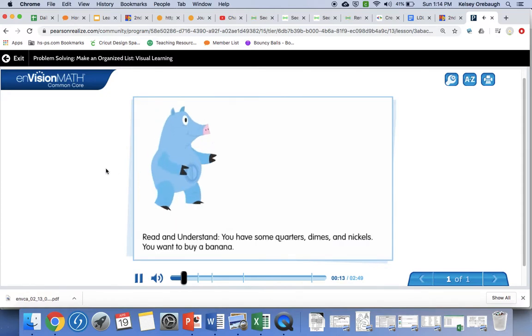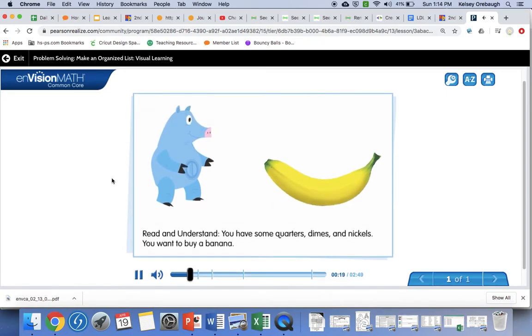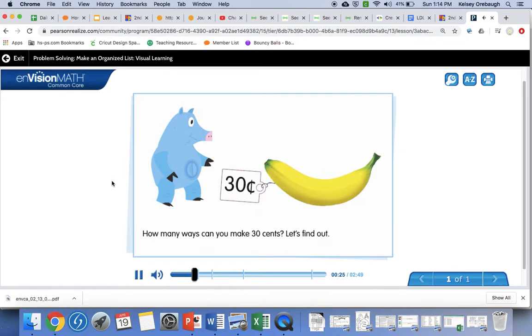Read and understand. You have some quarters, dimes, and nickels. You want to buy a banana. How many ways can you make 30 cents? Let's find out. What do you know?